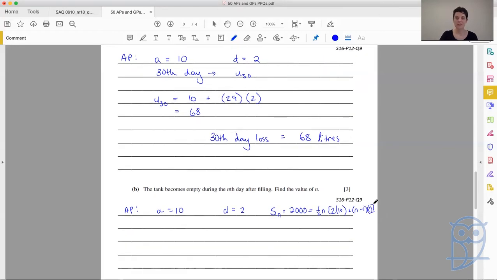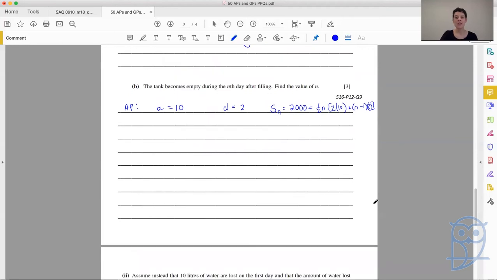Substituting in brackets, good habits. Now we can see we've got that equation, 1 unknown, we can solve for n. So 2000 equals 1/2 n 20 plus 2n minus 2. So let's get rid of that 2 just to get a fraction out of the way. So 4000 equals n times, well, 20 minus 2 is 18. So 18n, n times 2n plus 2n squared. We're heading towards a quadratic.